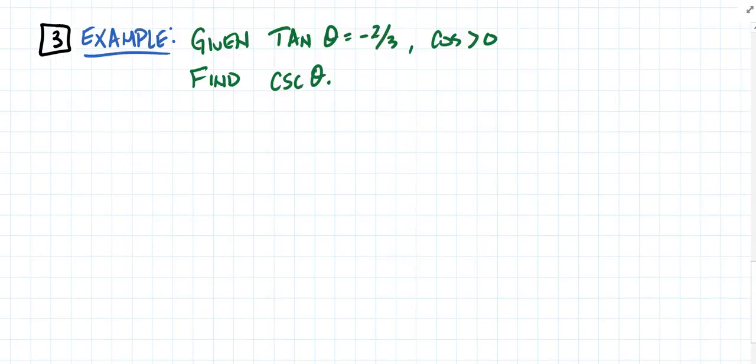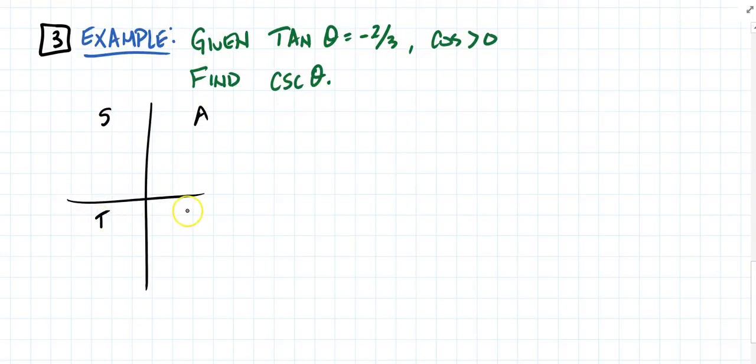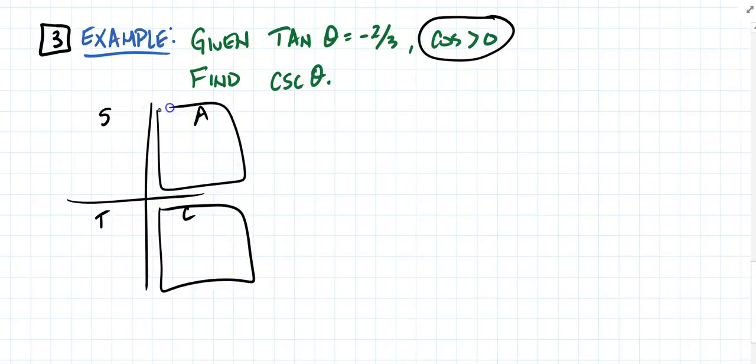Okay, box number 3 is another example. It says, given that the tangent of theta is negative 2/3 and the cosine of theta is greater than 0, find the cosecant of theta. The first thing you have to do is figure out what quadrant we're talking about. Remember, all students take calculus. Cosine is positive either in quadrant number 4 or in quadrant number 1. That's all that we know. And the tangent is negative, so it must be quadrant number 4.